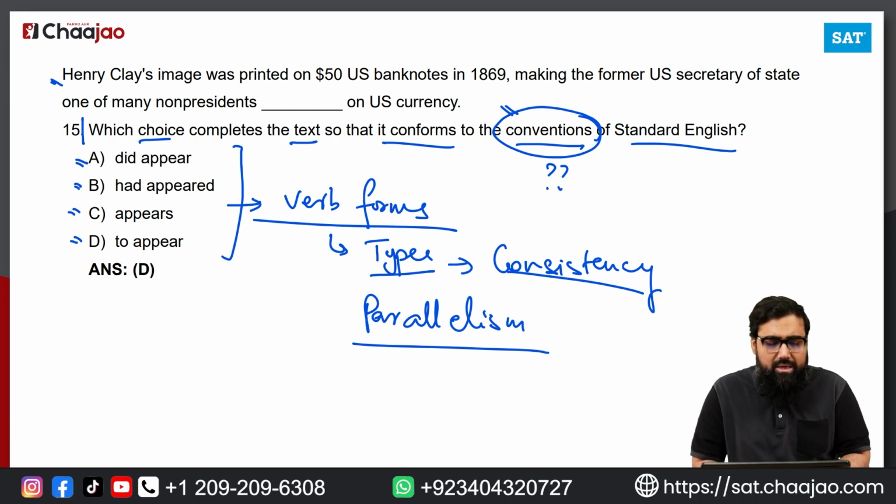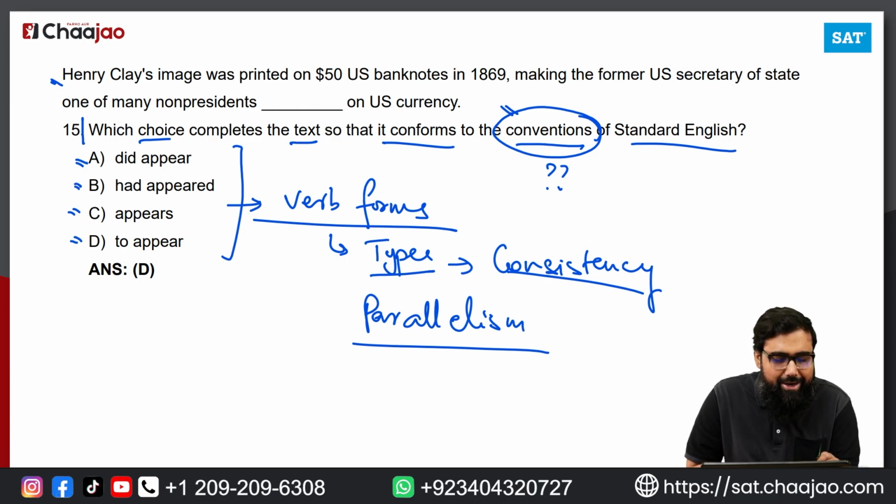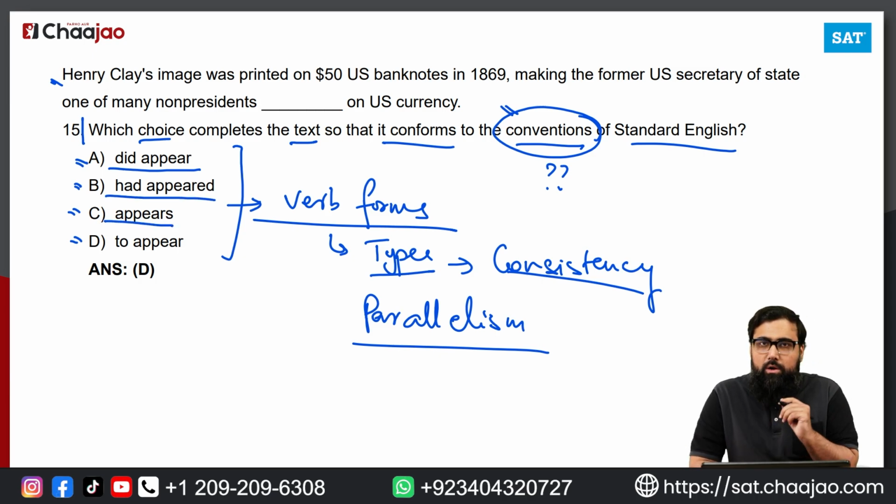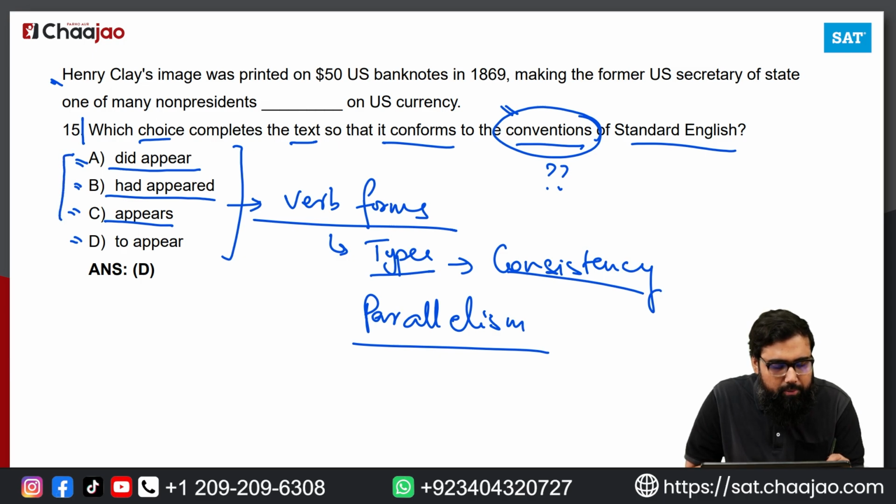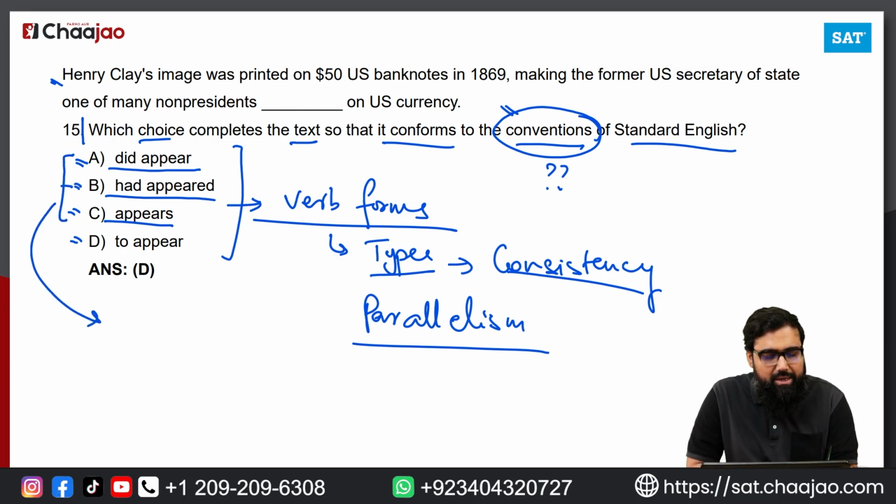So if we look at this sentence, it says Henry Clay's image was printed on a $50 banknote in 1869, making the former US Secretary of State one of the many non-presidents blank on US currency. Now, if you write did appear, if you write had appeared, or if you write appears, one of the problems with these three options is that you will need a subject for it.